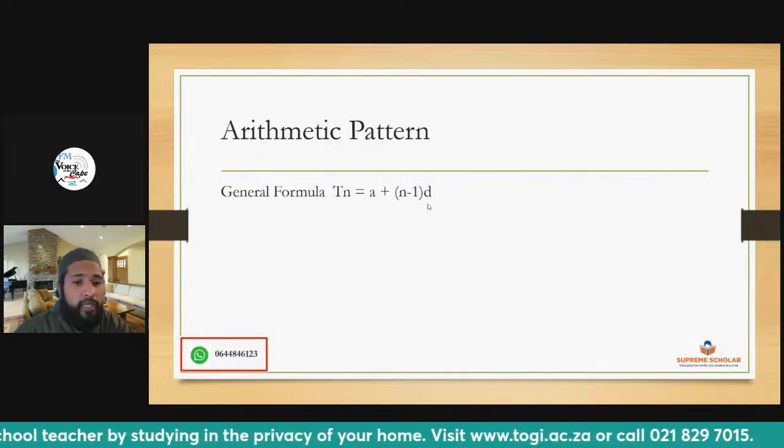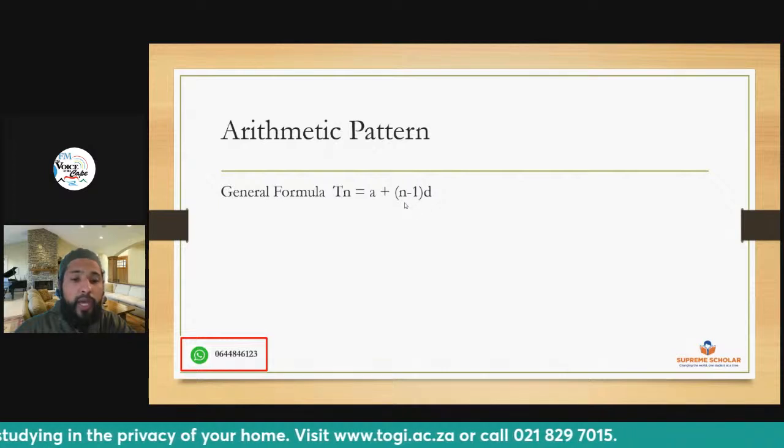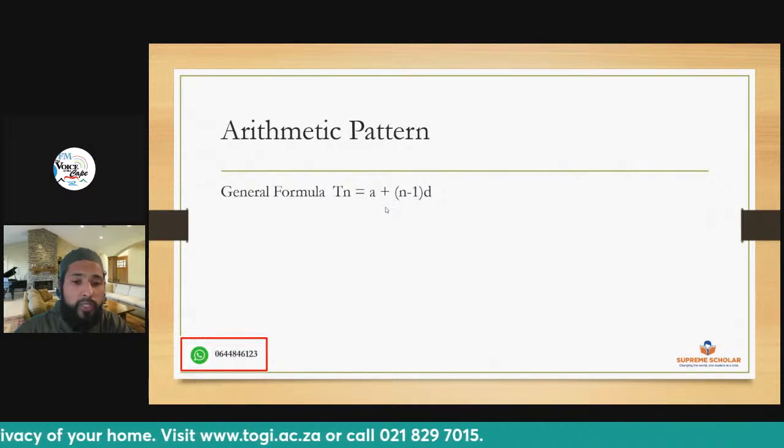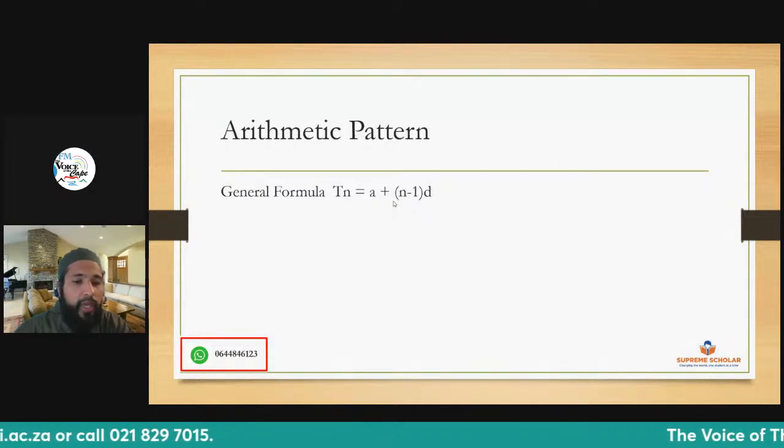For any arithmetic pattern, Tn is equal to a plus (n minus 1) d. All you have to do is put a value in for a, which would be unique to the pattern that you're dealing with, and a value for d.